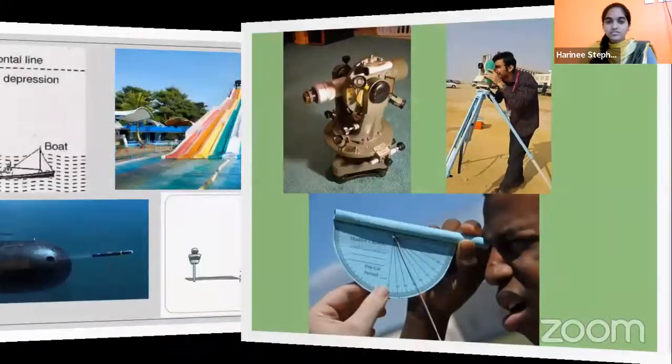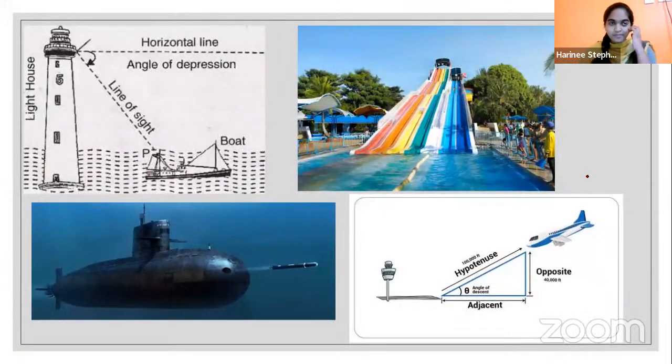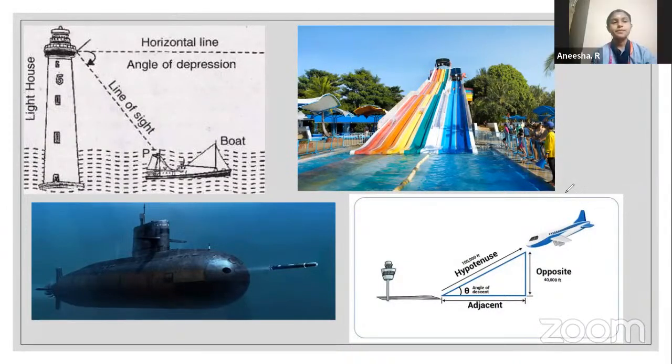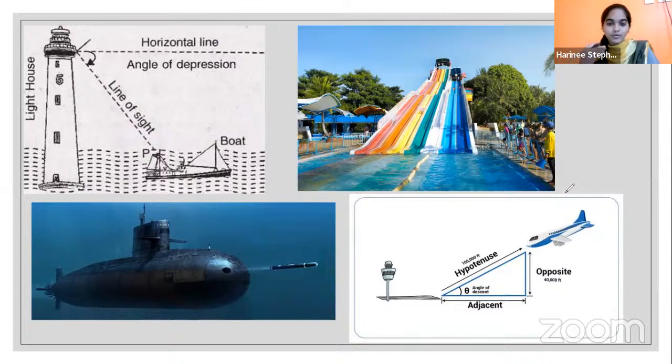Then I wanted to show you the actual application. So what do you see at the right, the second picture, top second picture? A water slide. Everybody must have seen it in a theme park. So how do they exactly place it? What is the height it should be so that when you land, you will land safely? All of these come under trigonometry. Do you agree? The slant height, the angle in which you need to fall so that it will be safe for you.